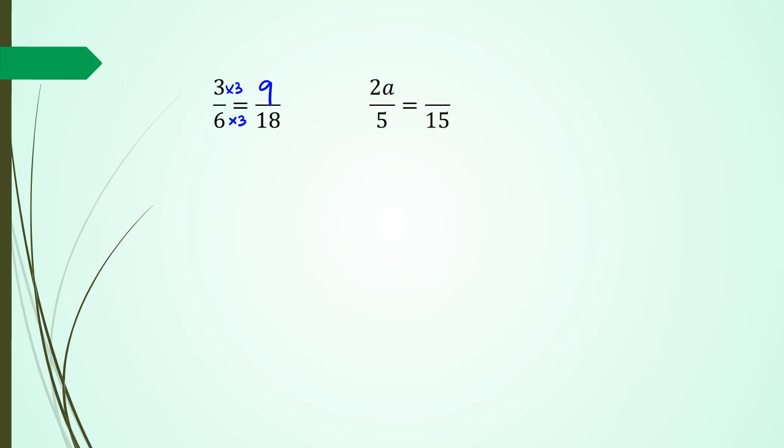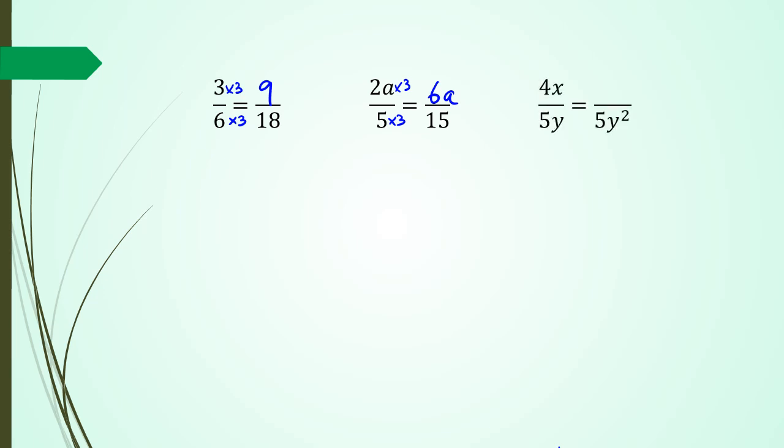Another example. If we've got 2a over 5, and that equals something over 15. Well, let's look at the denominator. The denominator is getting multiplied by 3, which means the numerator has also got to be multiplied by 3. So in this case, I'm going to get 6a. Okay, hopefully you guys are getting the message.